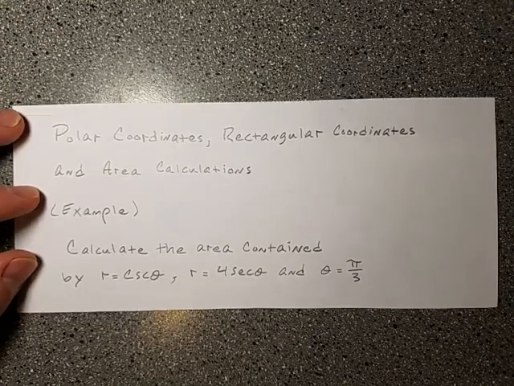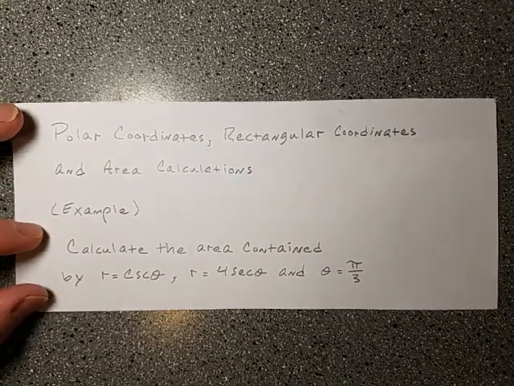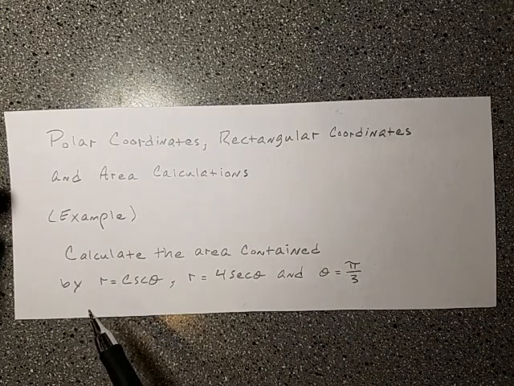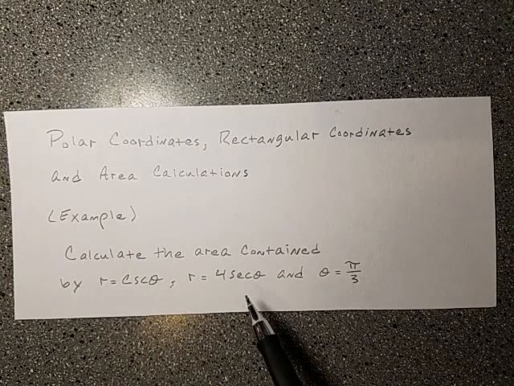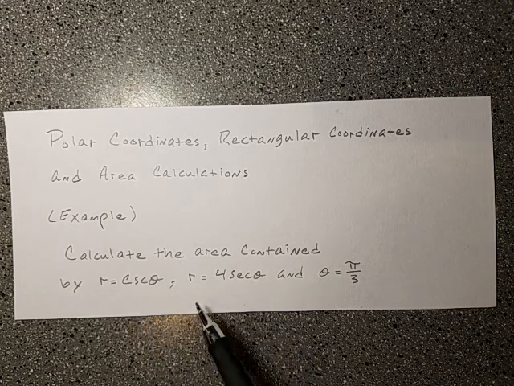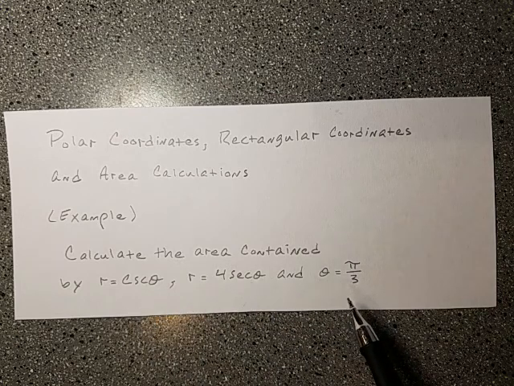All right, so the question is, can you calculate the area contained by r is cosecant theta, r is 4 secant theta, those obviously in polar coordinates, and theta is equal to pi over 3. Okay, so there's our question.